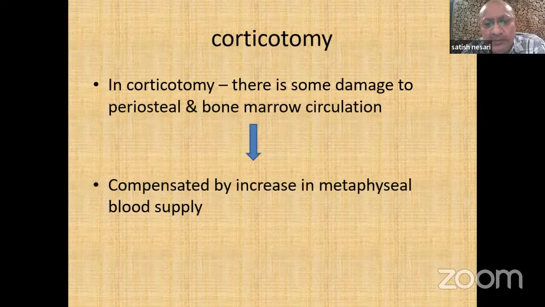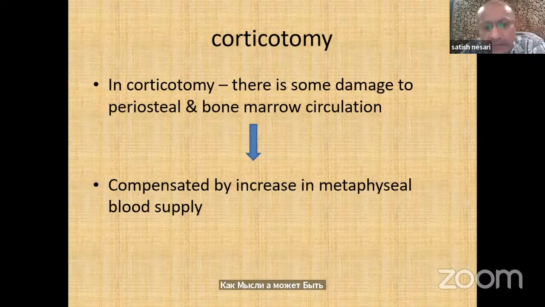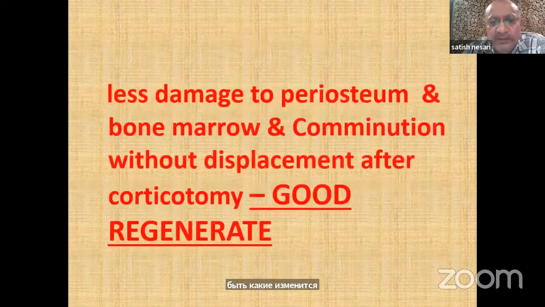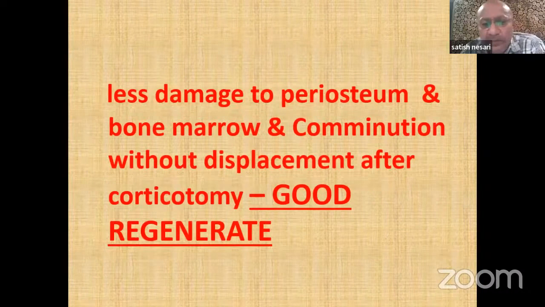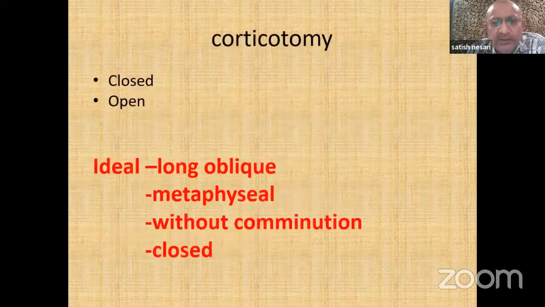How is this compensated? By an increase in metaphyseal blood supply, by means of the centripetal and centrifugal blood flow we have seen. So there is an increase in metaphyseal blood vessels and the blood supply is restored. To obtain a good regenerate, you need less damage to periosteum and bone marrow, and less comminution. If at all comminution occurs, it should not be displaced too much. This is the crux to get a good regenerate.